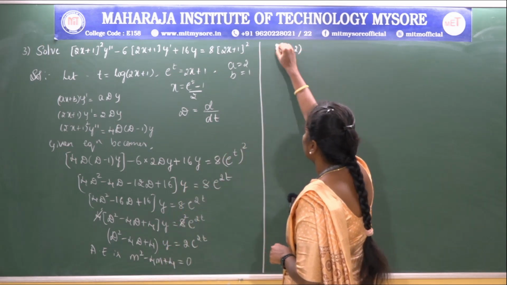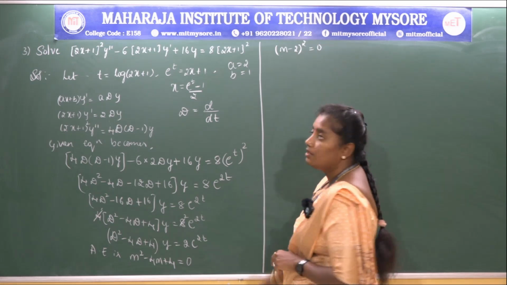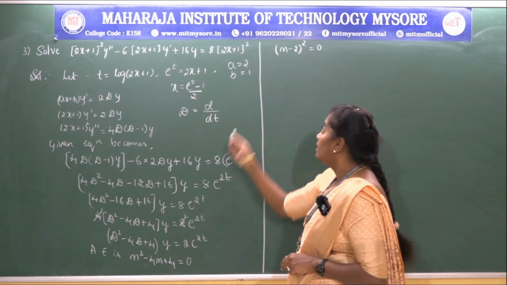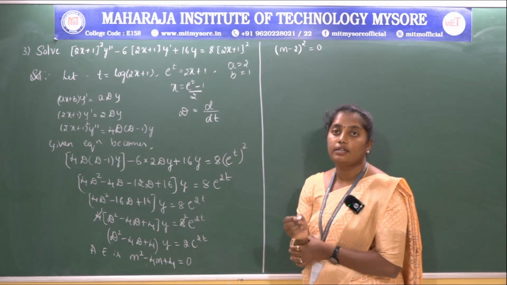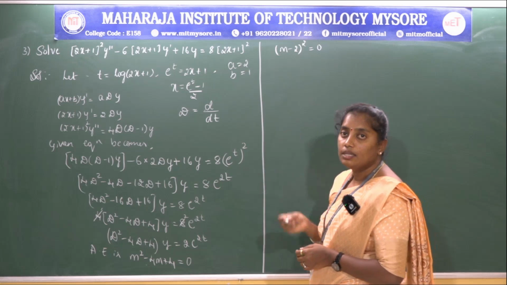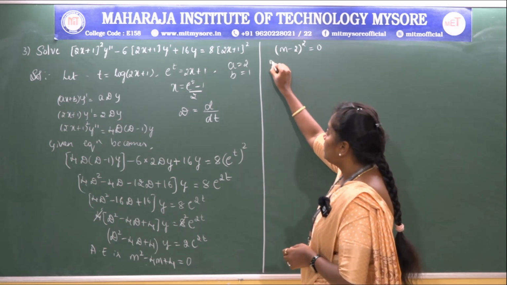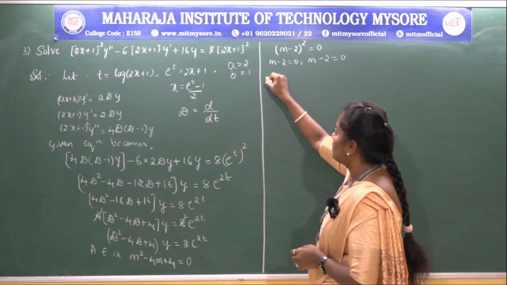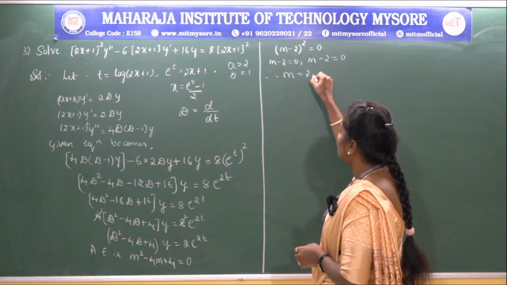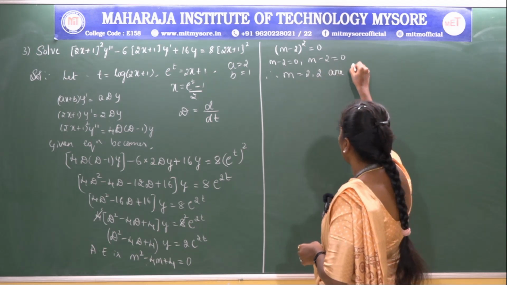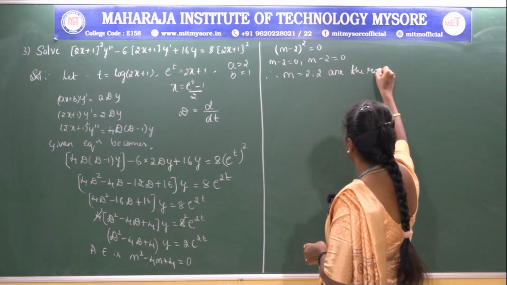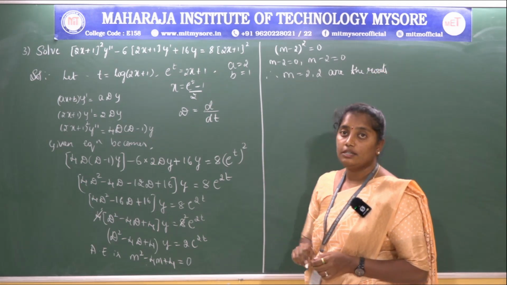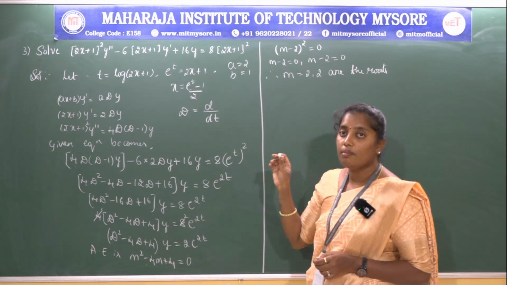(m - 2)^2 = 0. This is in the form of (a - b)^2 = 0, where b is equal to 2 here. So this can be written as m - 2 = 0, m - 2 = 0. Therefore m is equal to 2, 2 are the obtained roots. That is, we get real and coincident roots. Here both the roots are the same, 2, 2.